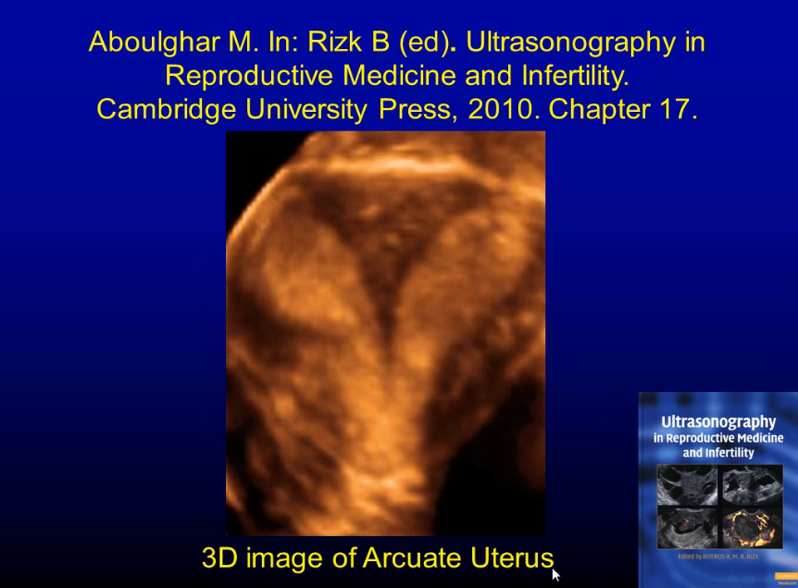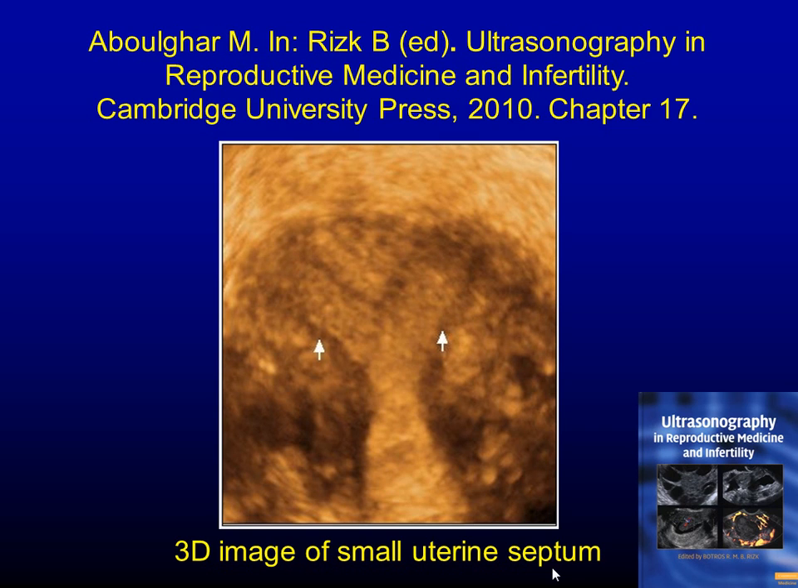So this is also a septum. The septum dips down. There are the two sides inside there. And this is a small septum. But look at the top. The top determines whether this is a septum or a bicornuate uterus, not the inside here, because the inside will have the same.